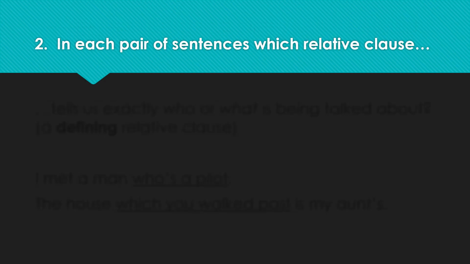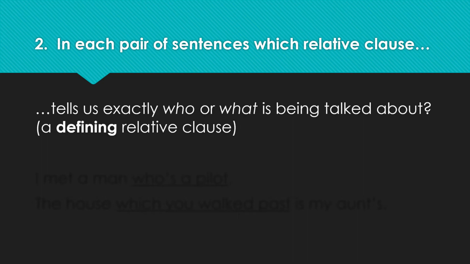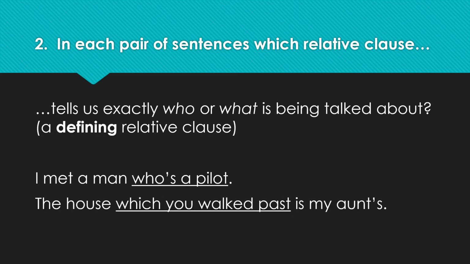Now, let's look a little bit more carefully at these. In each pair of sentences, which relative clause tells us exactly who or what is being talked about? This kind is a defining relative clause. Okay? The relative clause, who's a pilot, tells us which man I met. Tells us exactly who I met. The house which you walked past is my aunt's. This tells us which house. This tells us we're not talking about the other houses that you didn't walk past. We're talking about the one that you walked past.